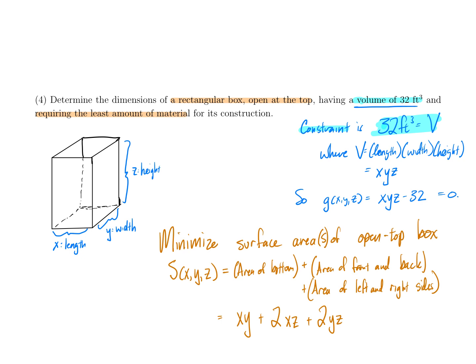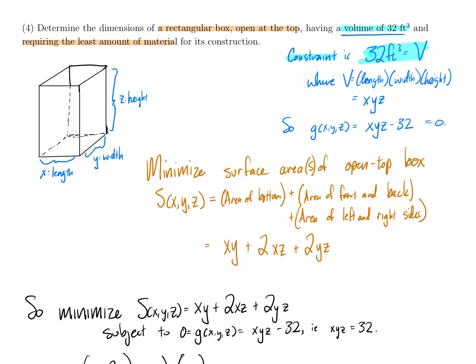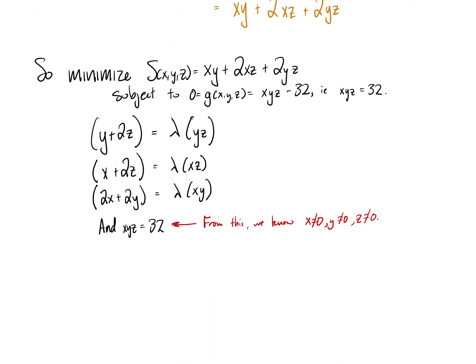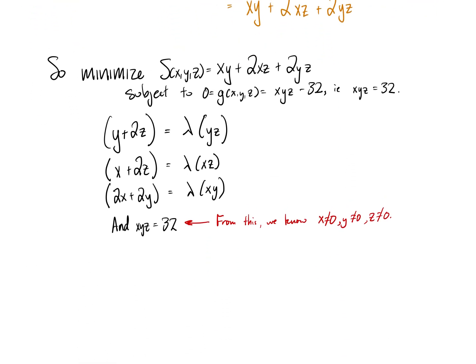So we'll have 2YZ. In other words, what we're trying to do here is minimize this surface area function S of X, comma Y, comma Z equals XY plus 2XZ plus 2YZ subject to the constraint XYZ equals 32, written as 0 equals G of X, comma Y, comma Z equals XYZ minus 32.